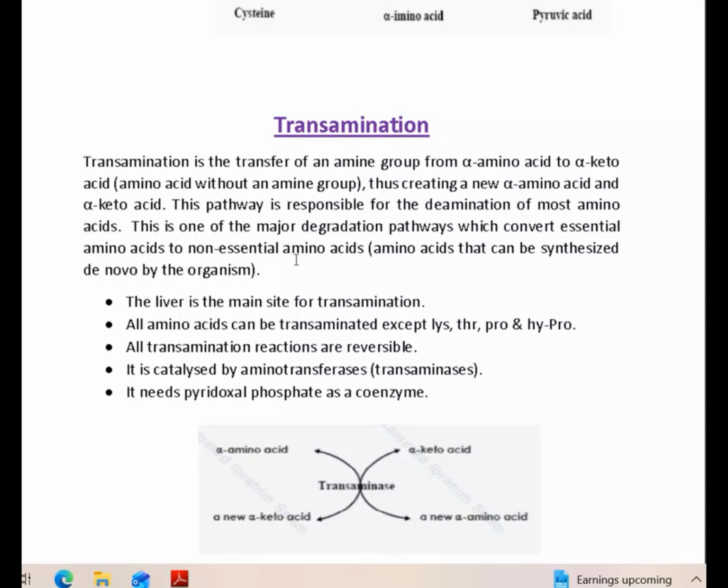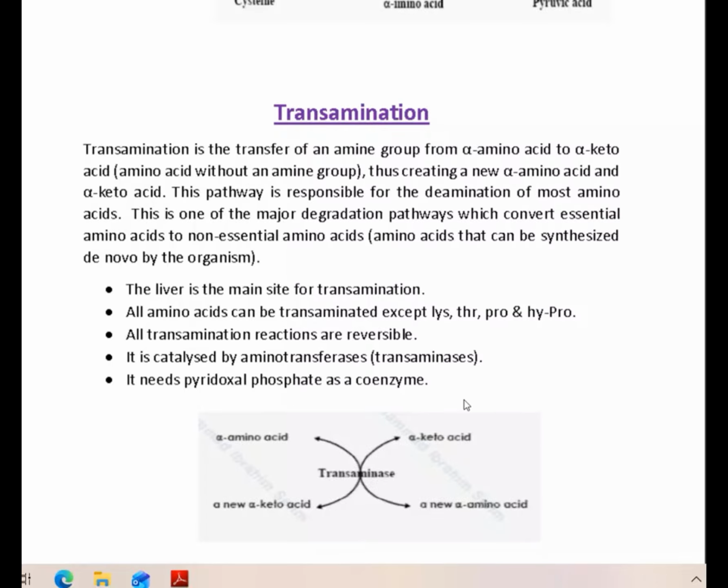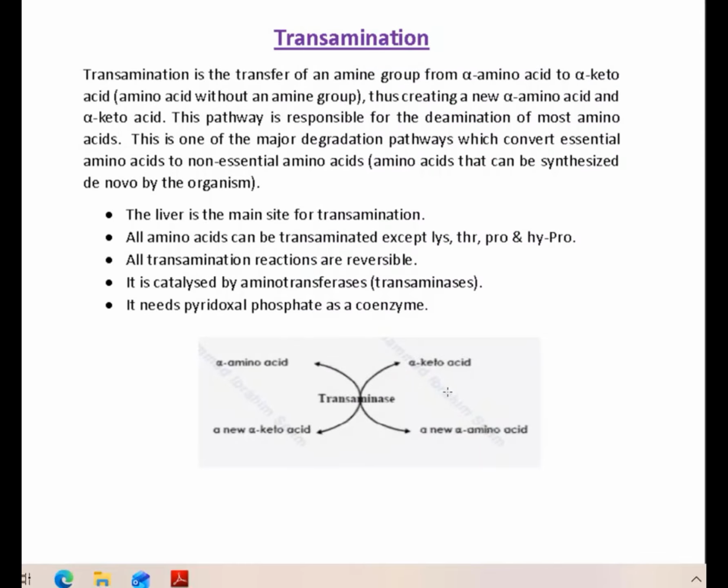These are amino acids that can be synthesized de novo by the organisms. The liver is the main site of transamination, and all amino acids can be transaminated except lysine, threonine, proline and hydroxyproline. All transamination reactions are reversible, and they are catalyzed by aminotransferases, that is transaminases, which need pyridoxal phosphate as a coenzyme. The figure we are explaining here shows how it happens.